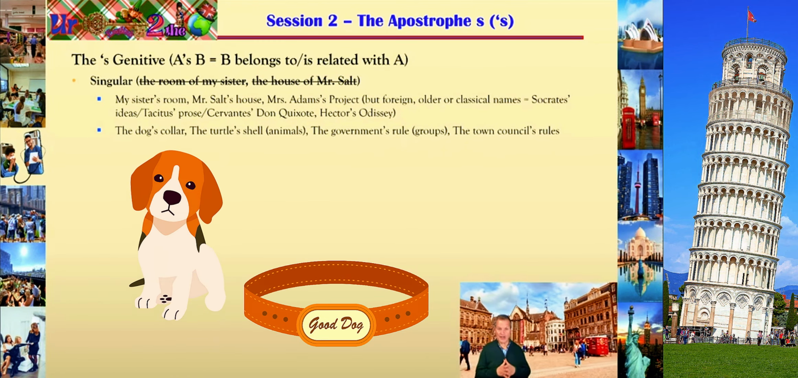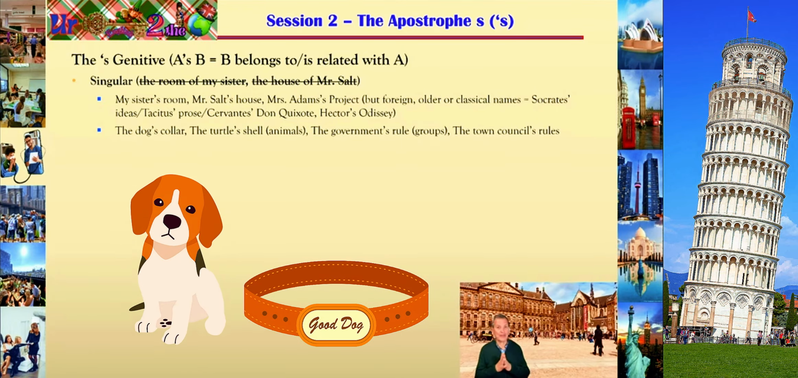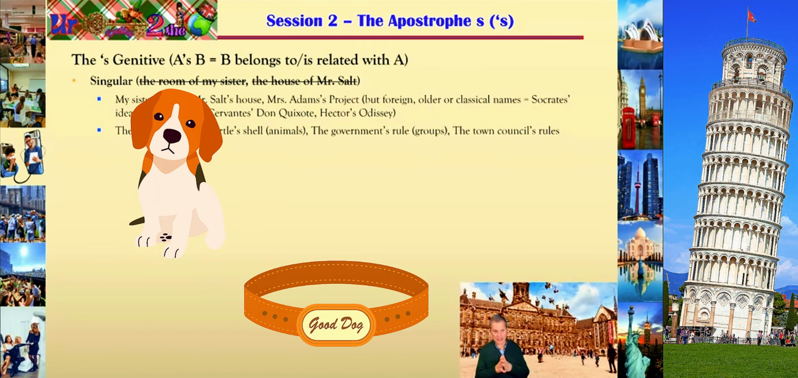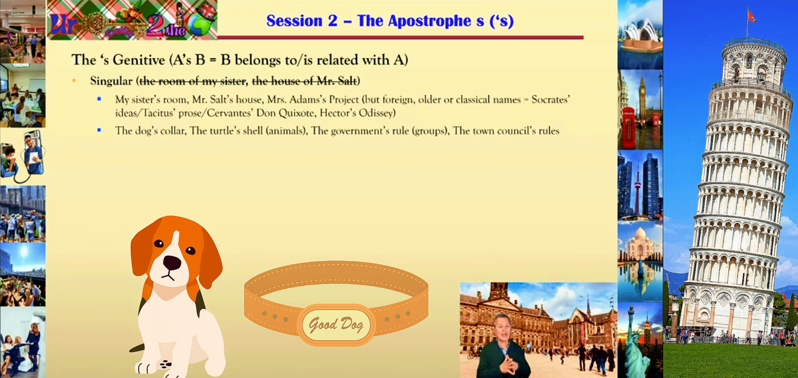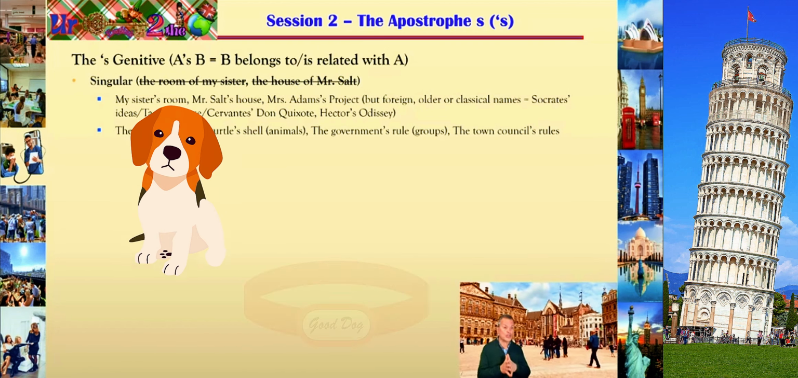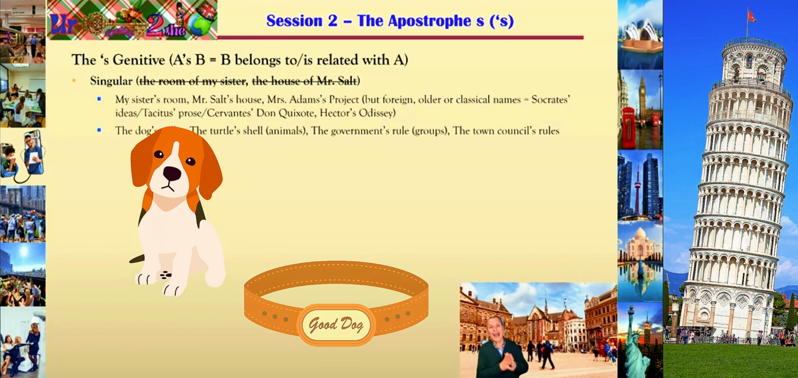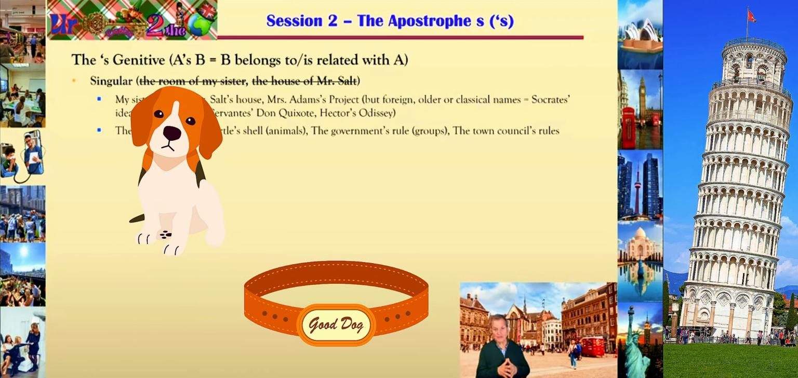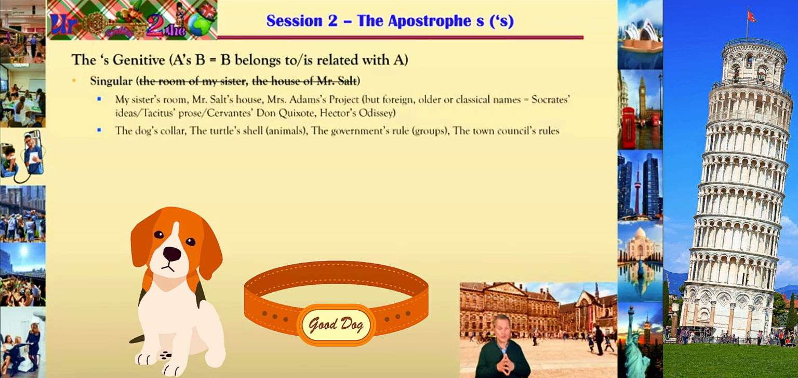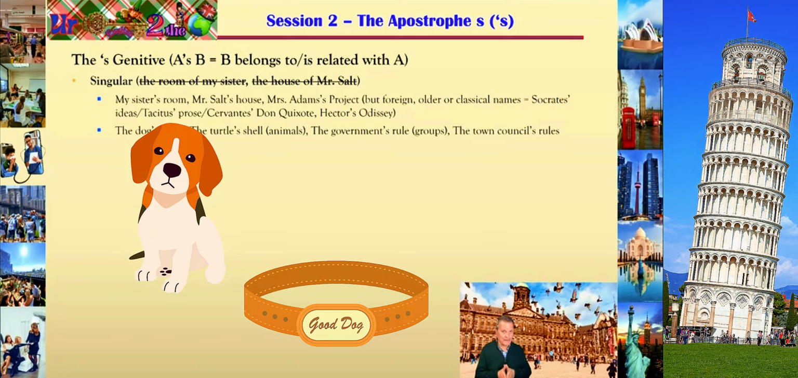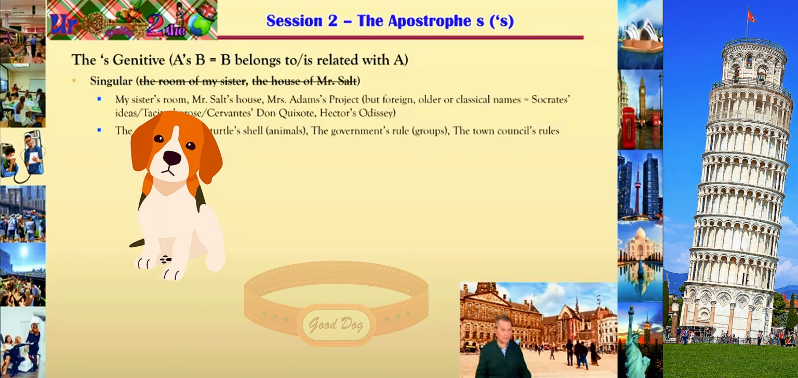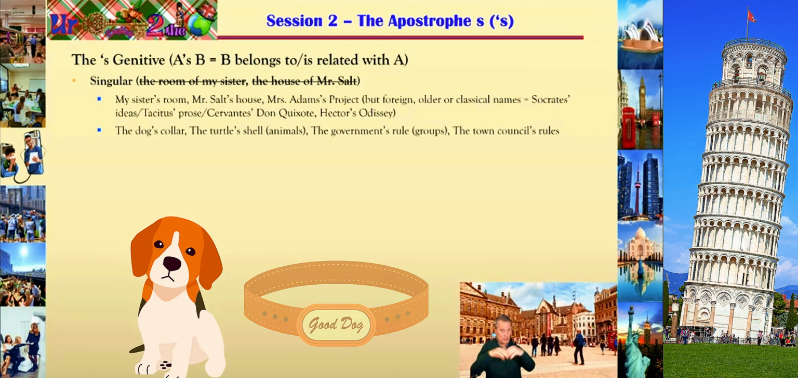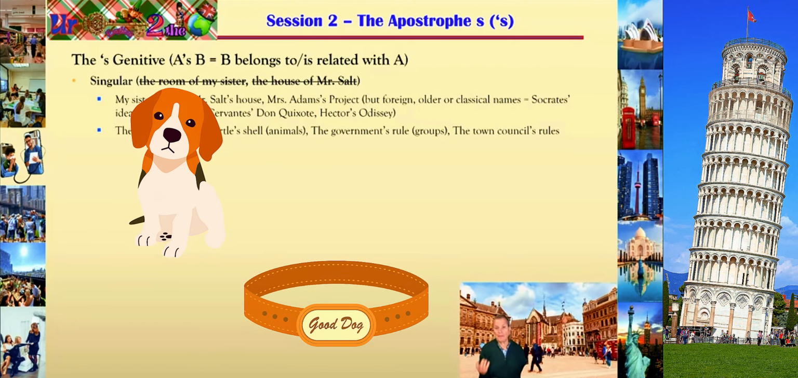The dog's color. In this case, we're dealing with animals, and with animals we also use the apostrophe S, right? So the dog's color, it means that the color belongs to the dog, or that the dog has a color, right? The turtle's shell. The government's rule. The apostrophe S is also used with groups of people, right? The government is a group of people. For this reason, we say the government's rule.